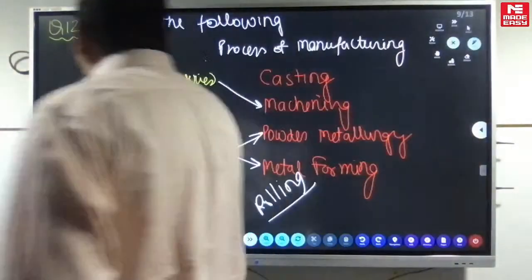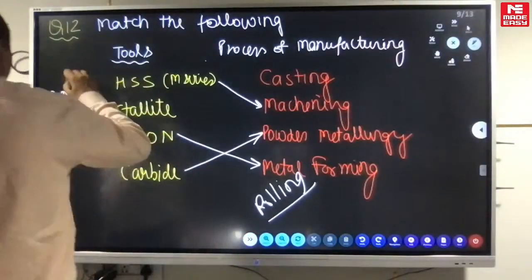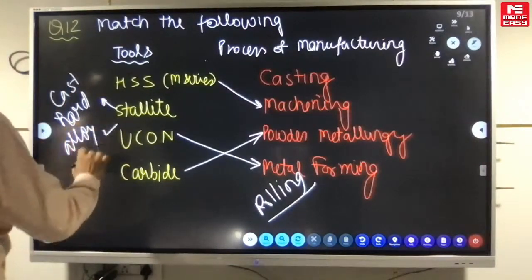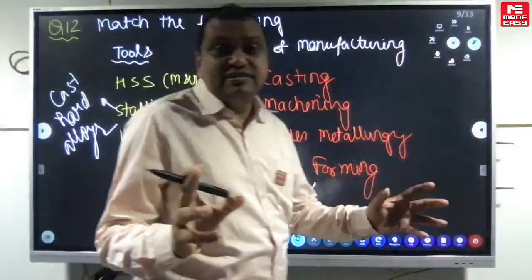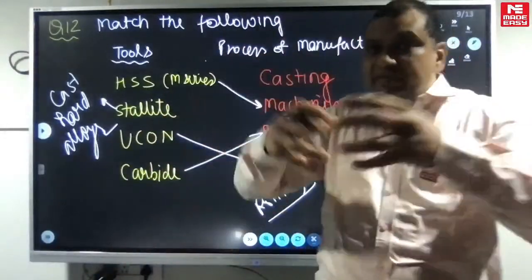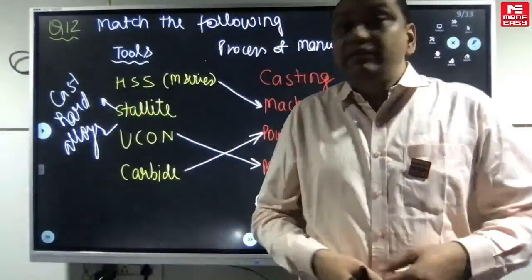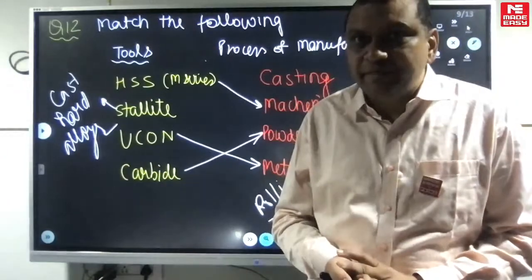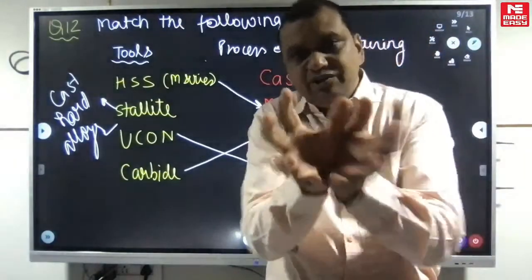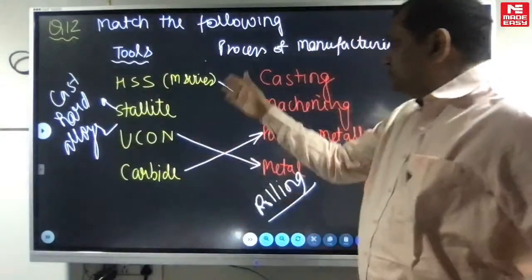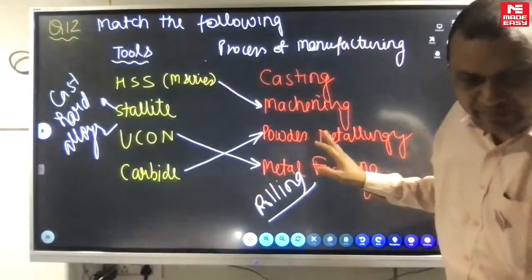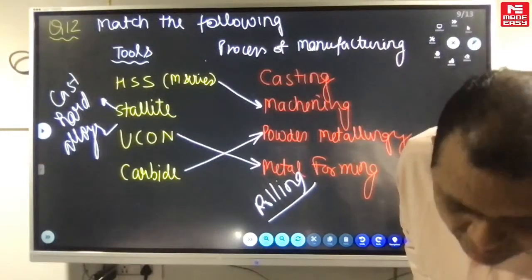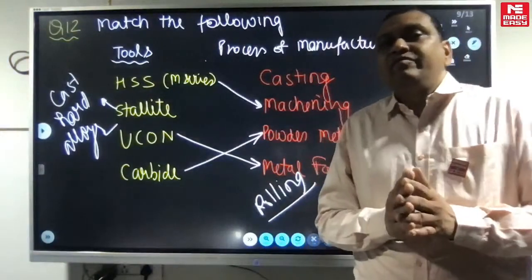Stellites are also called cast hard alloys. There are certain materials we mix and then cast. There are many accurate casting processes like investment casting or shell molding. And after solidification, you produce the tool. So it's a very important composition. That was the match the following. Very good, most of you gave the correct answer.